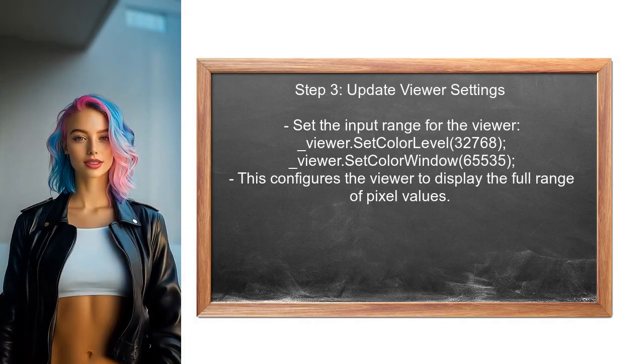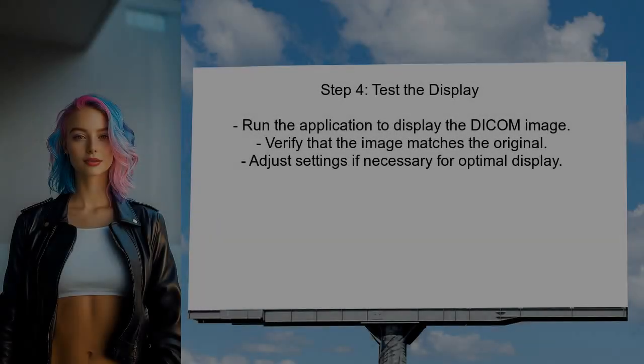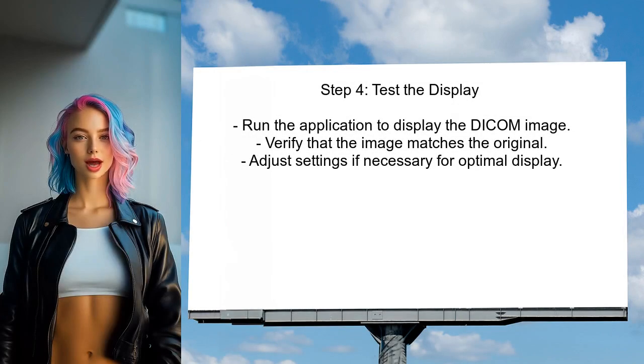After adjusting the pixel values and data type, the user should update the viewer settings. This includes setting the appropriate range for the image display based on the new pixel values. Finally, the user should test the display to ensure that the DICOM image appears correctly. They can do this by running the application and checking the output visually.